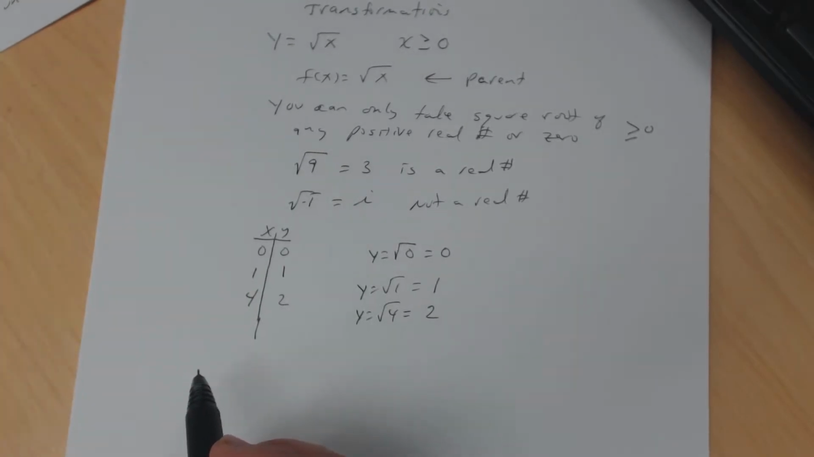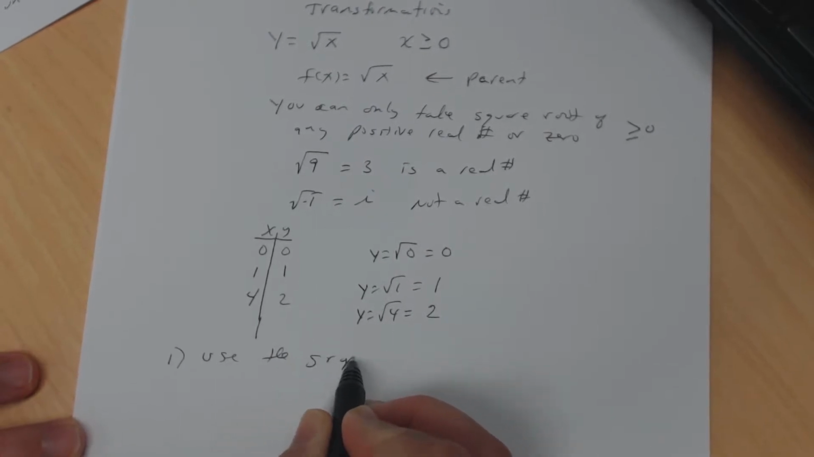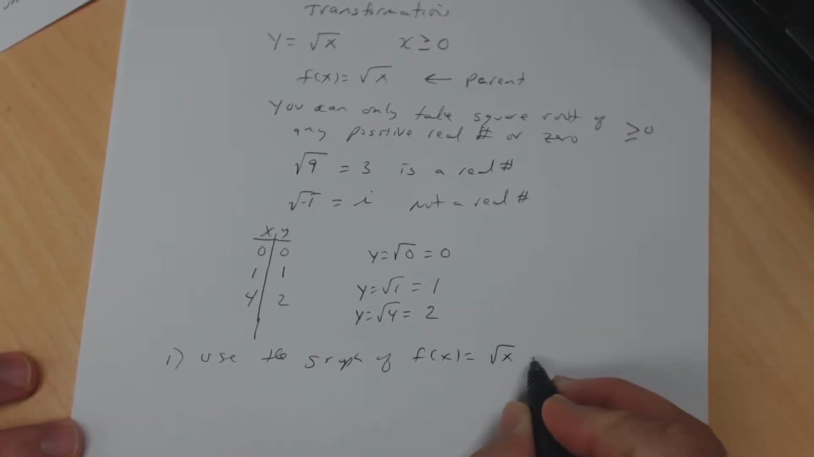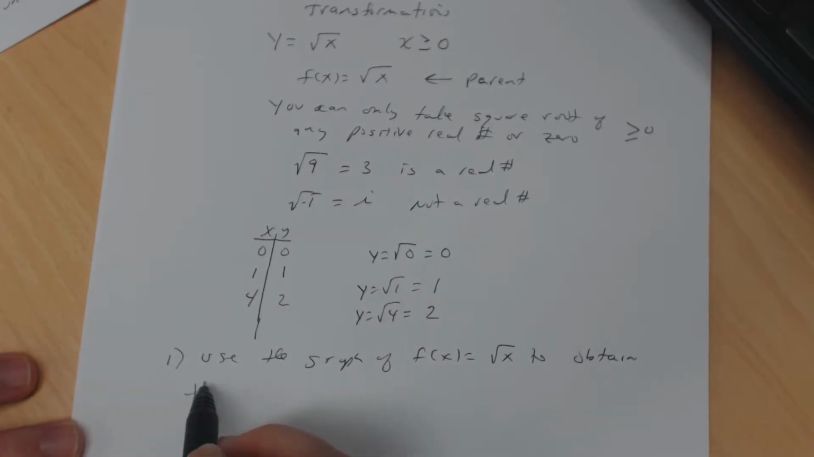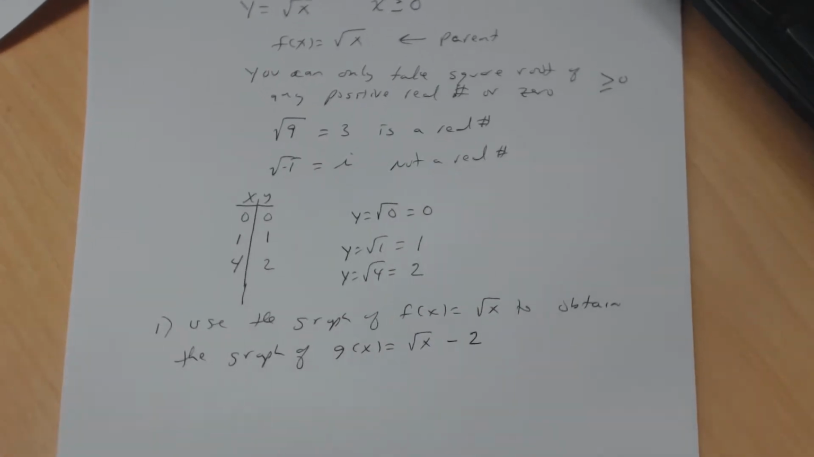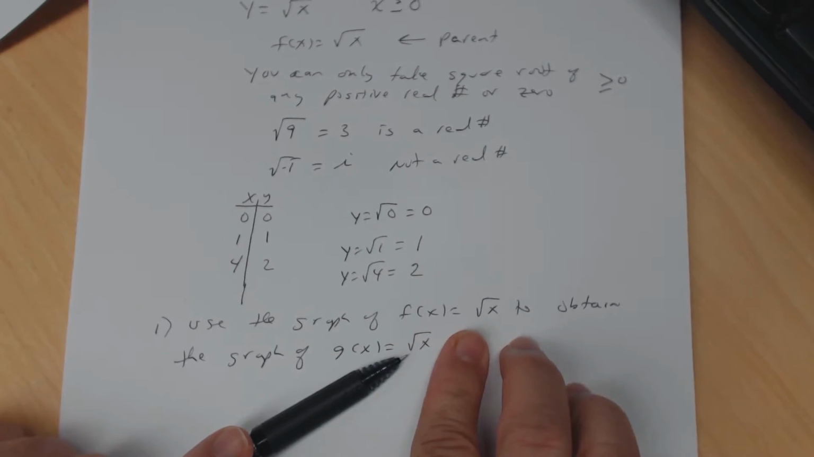So this is going to be number 1. So use the graph of f of x, which equals the square root of x, to obtain the graph of g of x, which equals the square root of x minus 2, let's say. Okay? All right. So basically what I want to do is take this parent function and translate it.